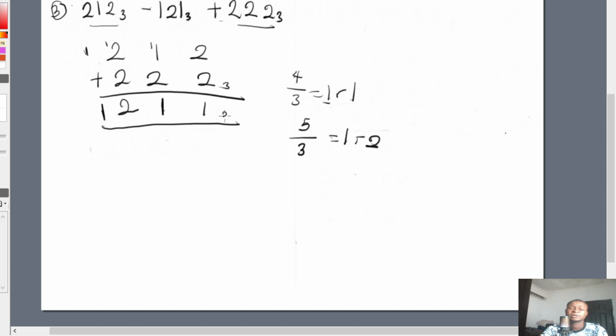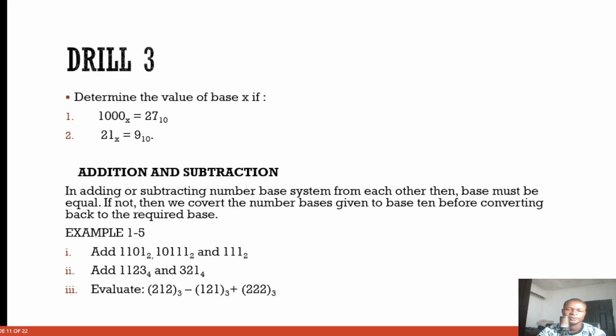After the addition part, we have our result. Now we take the subtraction part, which is 1 to 1. We subtract 1 to 1 from this result. So how do we go about that? So here we have 1, 2, 1, 1. We have it subtracted by 1, 2, 1.